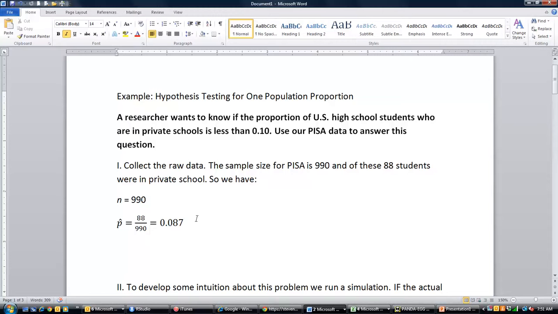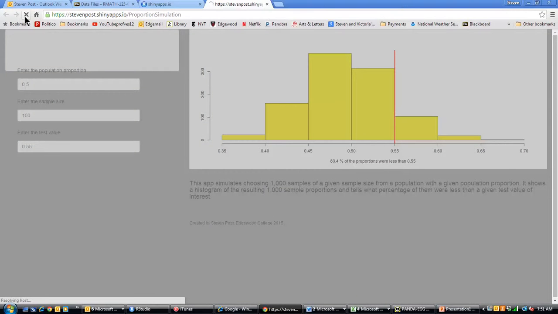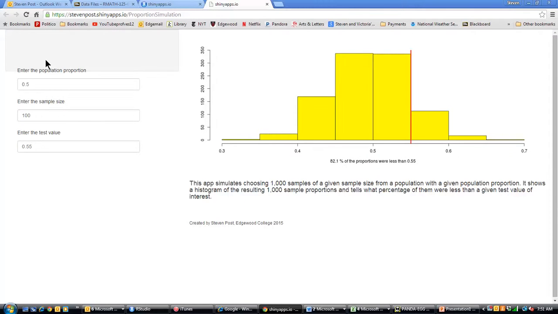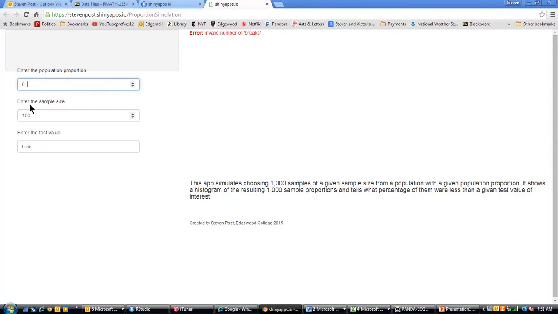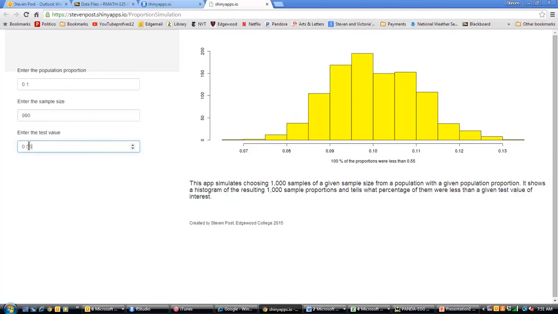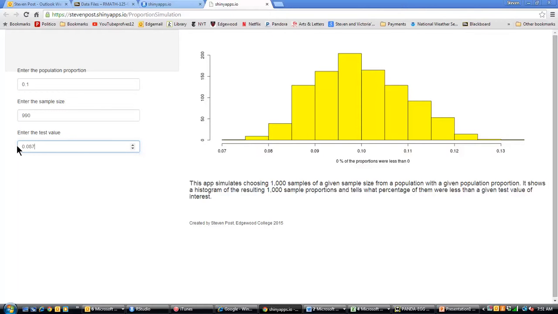So to develop some intuition, we're going to run a simulation using our app. So remember what this does. What the simulation does is pretend that the proportion really is 0.10 and send 1,000 different virtual researchers into the community to sample 990 students. So we'll change the population proportion to 0.10. Sample size is 990. And remember that what we got was 0.087 as our sample proportion.